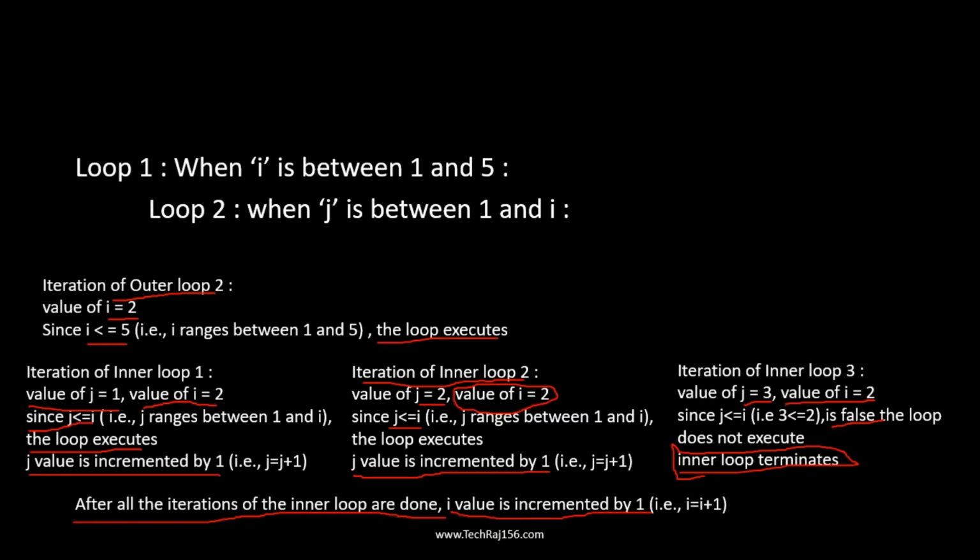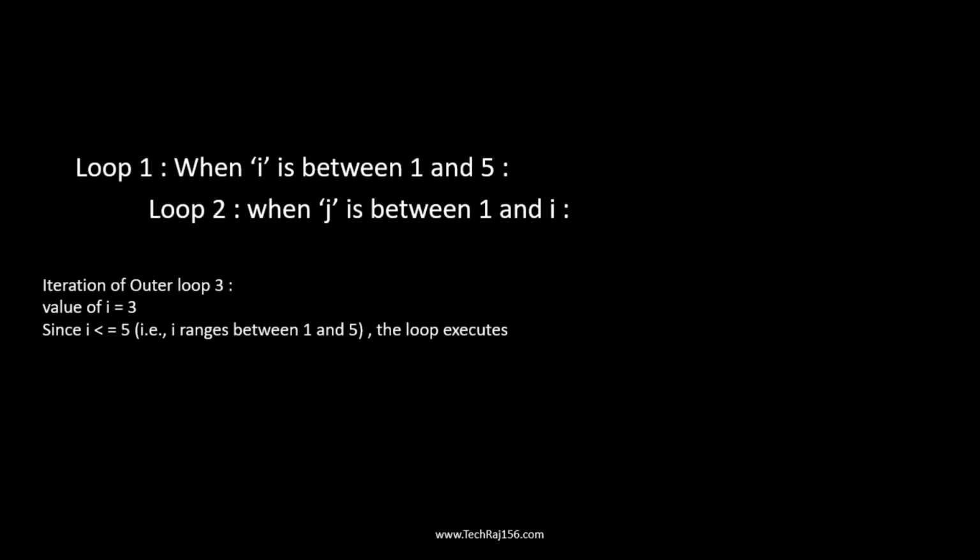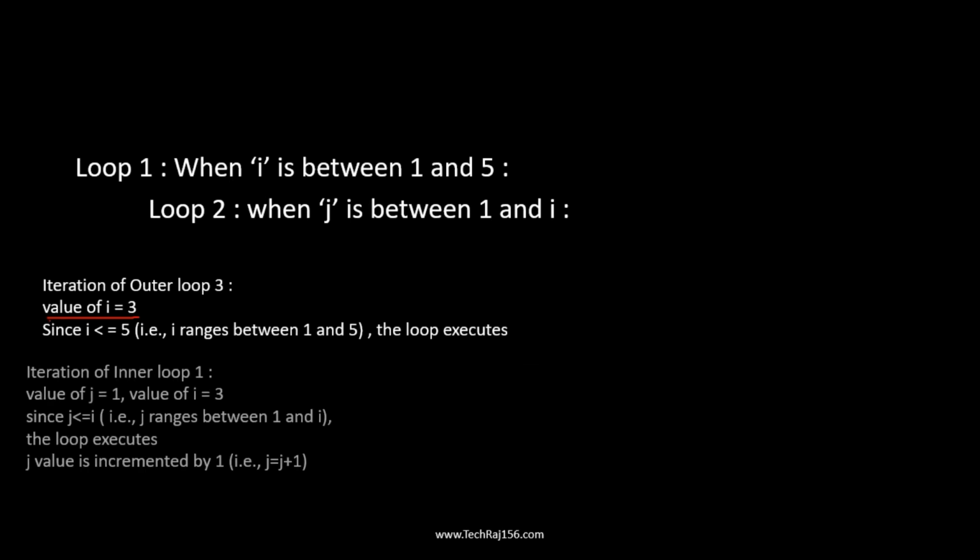So i is now incremented by 1, which means 1 is added to the value of i. So guess the value of i now. Yes, i equals 3. So here goes the third iteration of the outer loop, and in this iteration the value of i is 3. Since i less than or equal to 5 is true, the loop executes and the control comes to the inner loop.